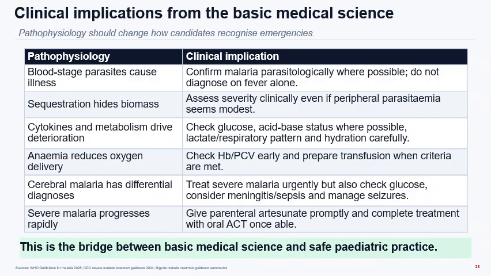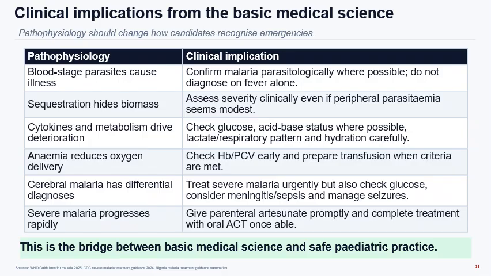Now let us convert all the mechanisms we have been discussing into action. Because the blood stage causes illness, confirm malaria parasitologically whenever possible rather than diagnosing every fever as malaria. Because sequestration hides biomass, assess severity clinically even when the measured parasitemia seems modest. Because cytokine and metabolic stress drive deterioration, check glucose, assess acid-base status, lactate, respiratory pattern and hydration.